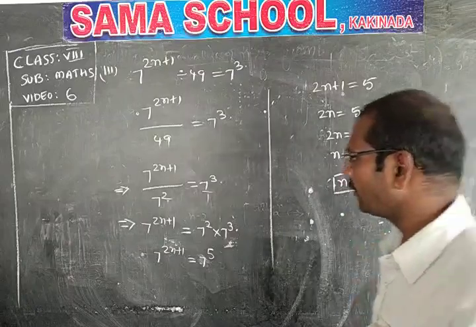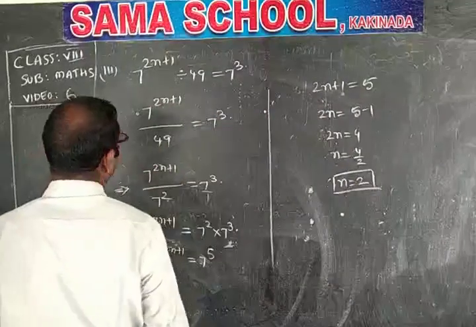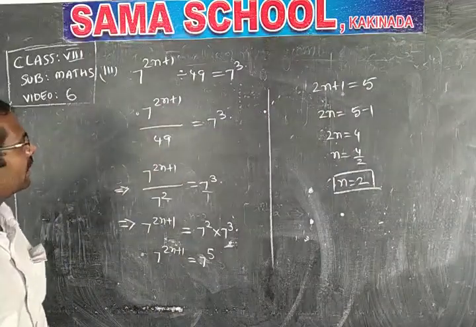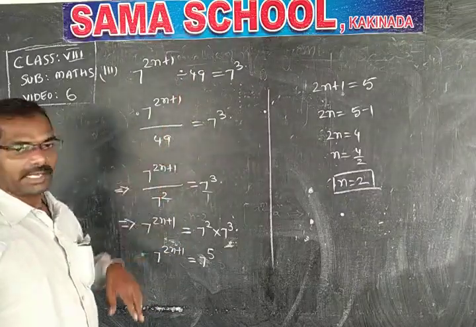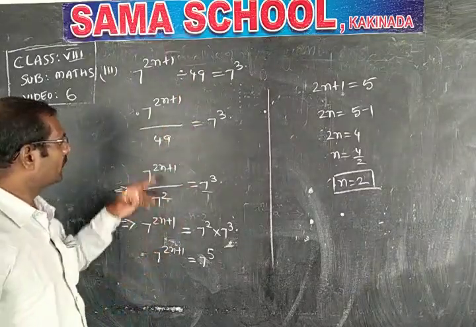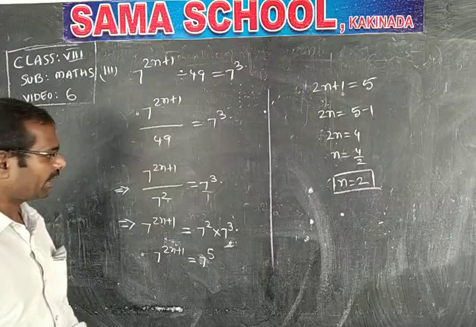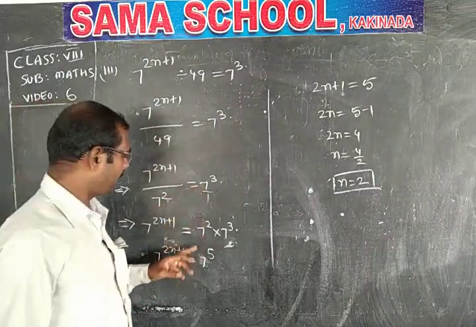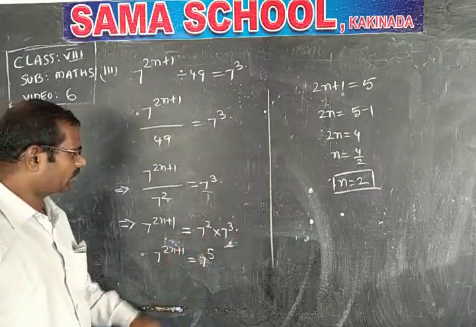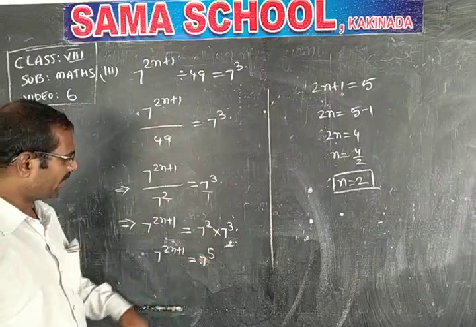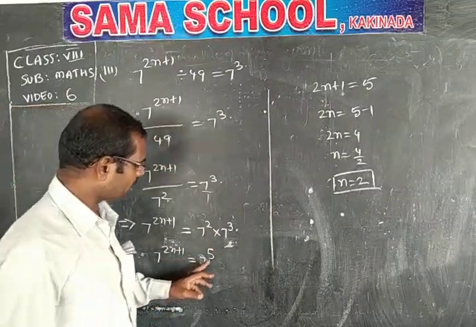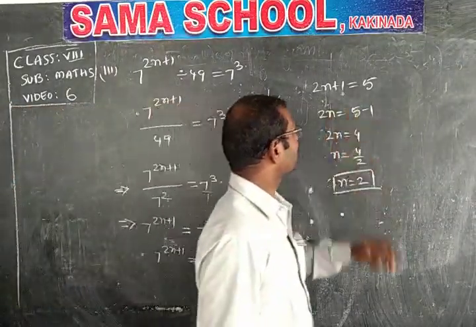Very easy sum and very important, asked many times in the public examination. Here divided by 49, it is 7 cube. 49 you can write as 7 square, 7 square into 7, I mean cross product, 7 cube. Bases equal, powers should be added. 7 power 2n plus 1 equals 7 power 5. So 2n plus 1 is equal to 5.